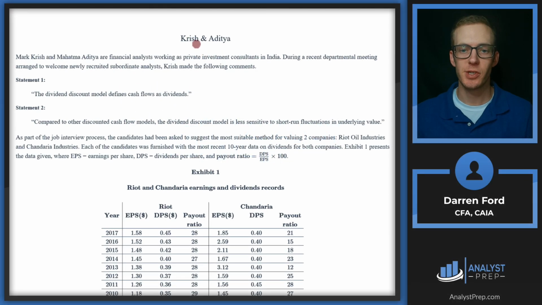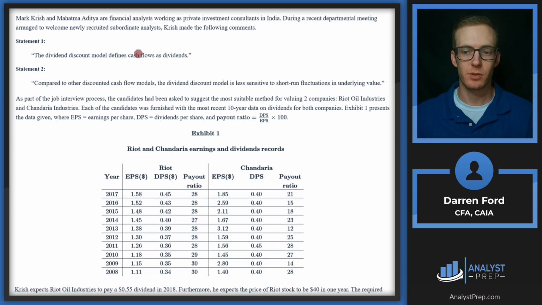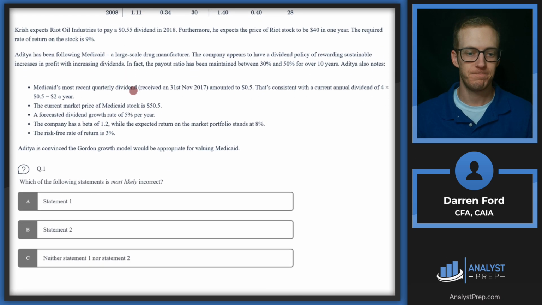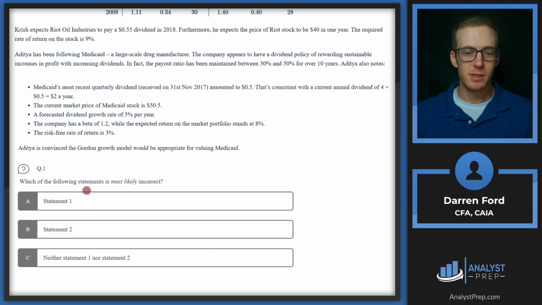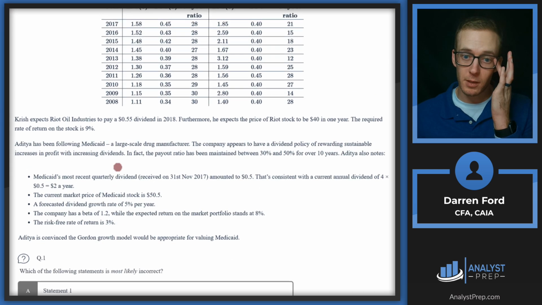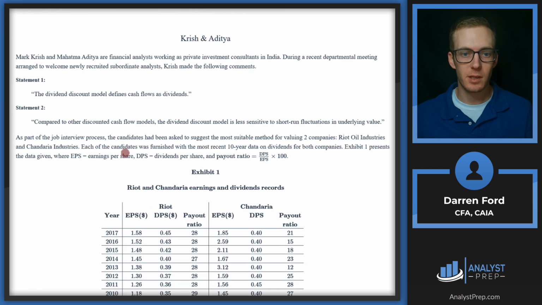Looking at the Krish and Aditya case study now. Let's scroll down and read the question. Which of the following statements is most likely incorrect? Statement 1, Statement 2, or neither statements are incorrect? Scroll up and we'll start reading from the top until we get to these two statements. Looks like our statements are right up here, so not too much reading to do.